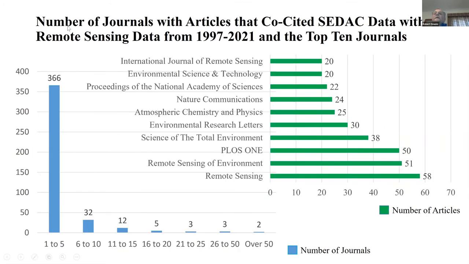Now we can take a look at the journals that are co-citing data. If you look on the far left, you see that lots of journals are co-citing CDAC data with other data just 1 to 5 times. And if you look on the far right at the bottom, only 2 journals have co-cited CDAC data with remote sensing data twice. And in green, you see these 2 journals are Remote Sensing and Remote Sensing of Environment. These are the top 10 journals in green that have been co-citing CDAC data with remote sensing data.